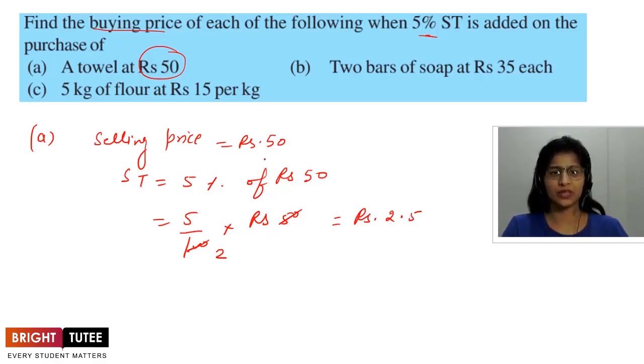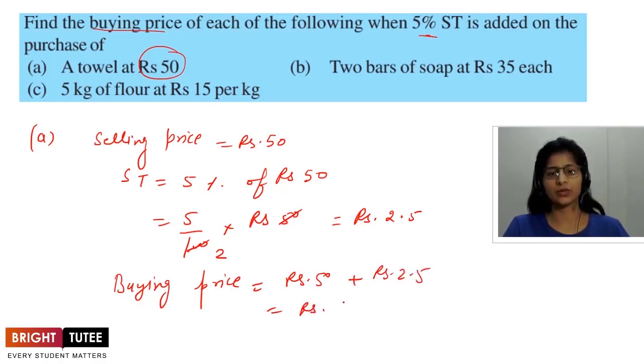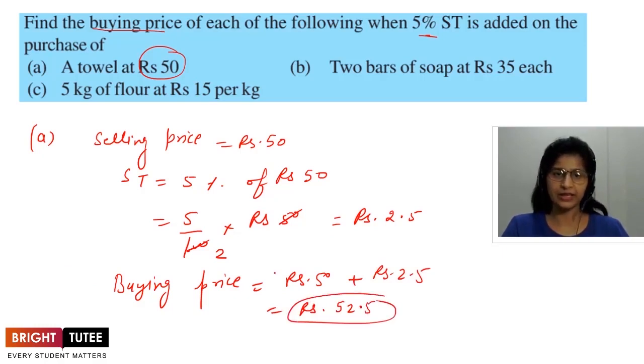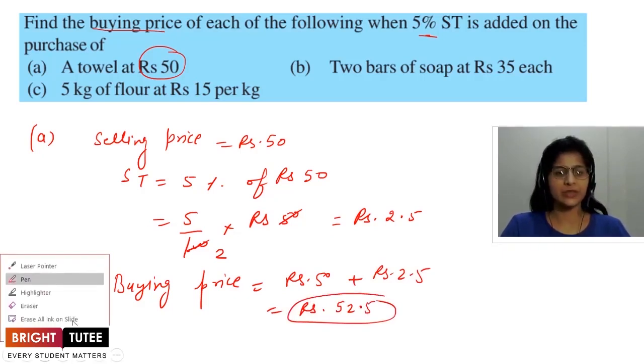So the price is for rupees 50, but we have to pay the sales tax also, that is rupees 2.5 here. So the buying price will be rupees 50, that is the selling price, plus the sales tax, that is rupees 2.5. So we have to actually pay to the shopkeeper 52.5 rupees. Clear? So let's discuss the next part.